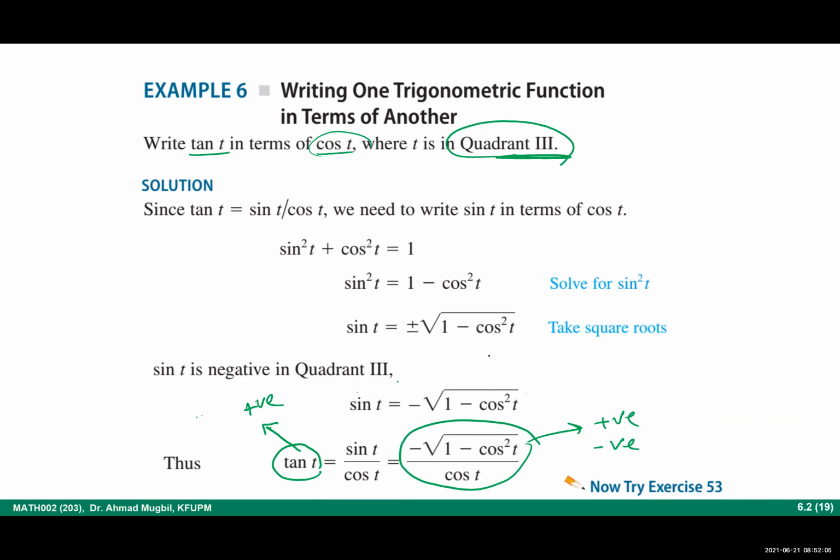Can I answer, doctor? Yes, please. When I ask a specific student you should wait, but otherwise you can answer, no problem. Is it positive or negative? Positive. Why? Because we have negative over negative. Cosine is negative in the third quadrant, so negative over negative is positive. You are right, Hamid. Thank you.